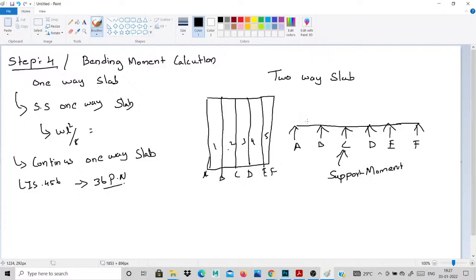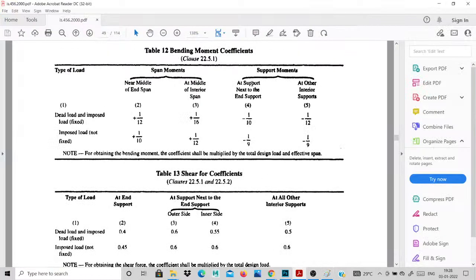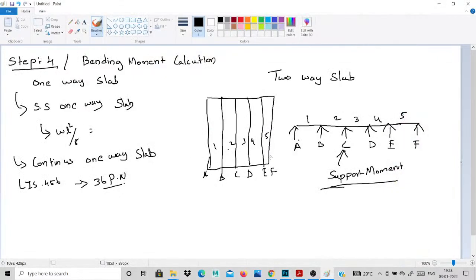What is meant by span moment? This is the span moment: 1, 2, 3, 4, 5. This is the method to identify your span moment and support moment. The 1, 2, 3, 4, 5 are all span moments. A, B, C, D, E, F are support moments. This is the main condition for your one way continuous bending coefficient. The support moments are A, B, C, D. The span moments are 1, 2, 3, 4.